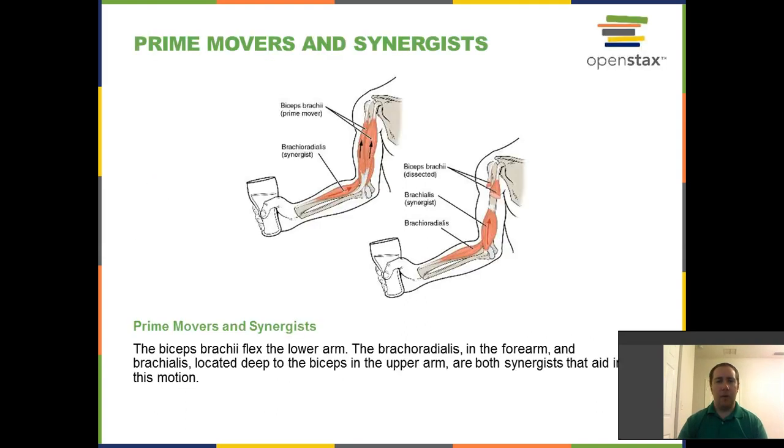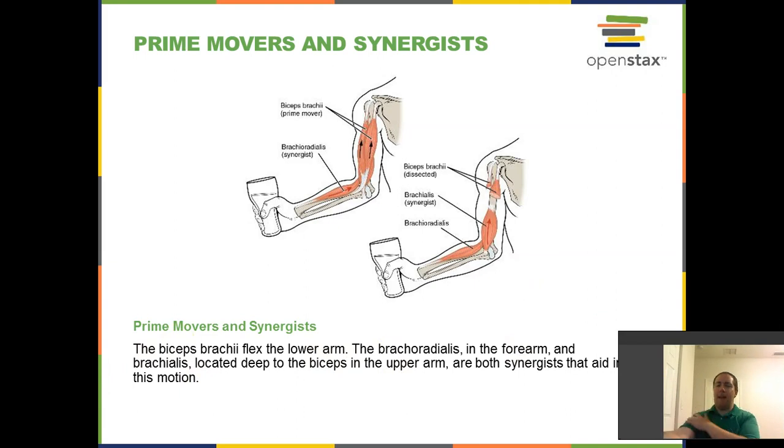So before we do that question, here's an example of the prime movers and the synergist. We said the prime mover was the bicep. But there are a couple of other muscles that help it. We have the brachioradialis and the brachialis. These are two muscles. One of them is in the upper arm. The other one is in the forearm. But they both act to help us flex our elbow.